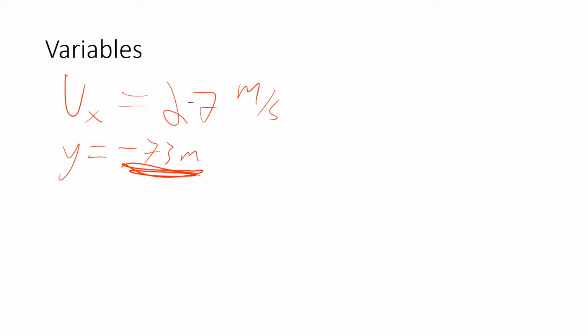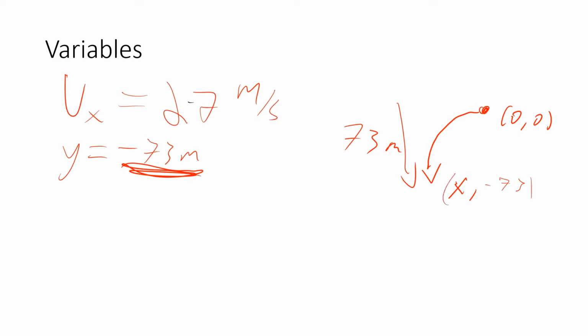Why negative 73? Well, the answer is that in physics, it's very nice to think of the point where the car starts as the origin, so 0, 0. And it's nice to think of where it ends up as wherever it ends up. Since the car goes down 73 meters before it hits the ground, we think of this point as x, however far it goes in the x direction, negative 73. And for that reason, our y value is negative 73 meters.